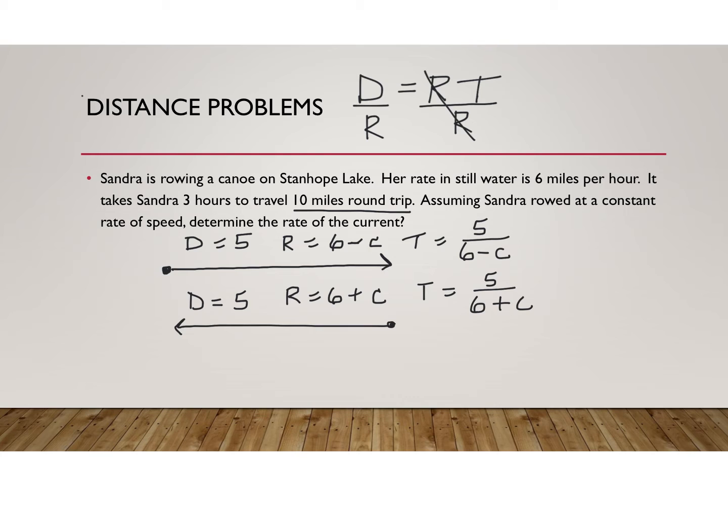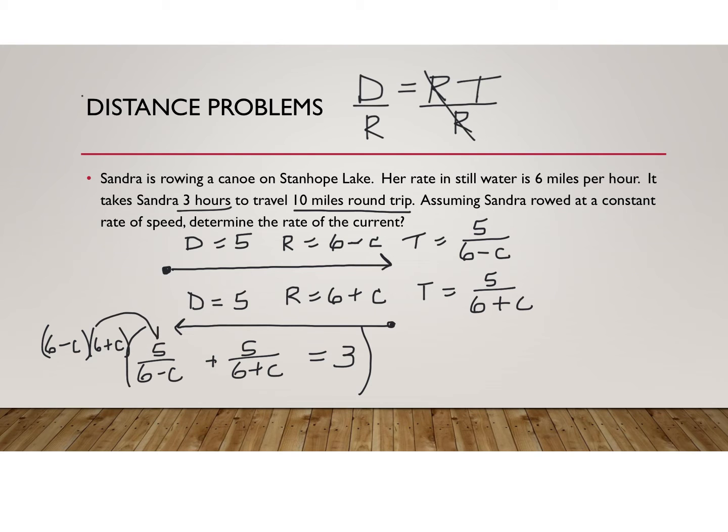Now I know that if I add these times together, 5 divided by 6 minus c plus 5 divided by 6 plus c, this should equal 3 hours, because it took her 3 hours to do the entire round trip. Now, this is a rational equation. I'm going to get rid of those fractions. I'm going to multiply both sides by 6 minus c times 6 plus c.